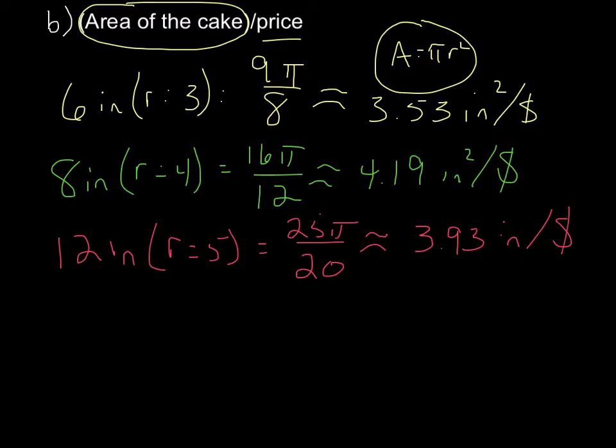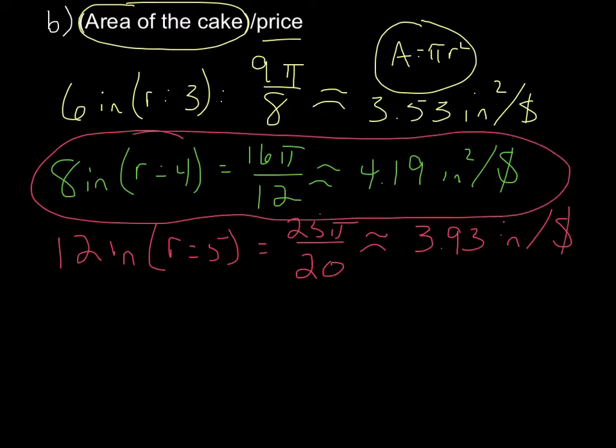So which one's the best buy? Where do you get the most cheesecake for your dollar? You should buy the 8-inch cheesecake. If you need 16 inches of cheesecake, then buy 2 of those. Don't buy one 12-inch and then a little 4-inch. So, there you go.